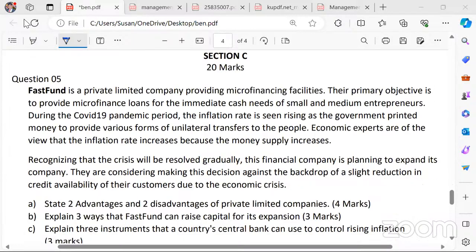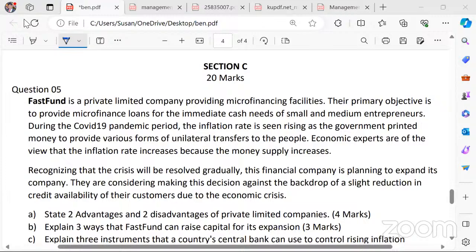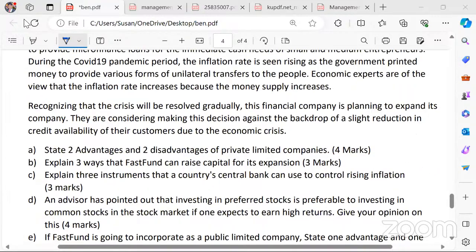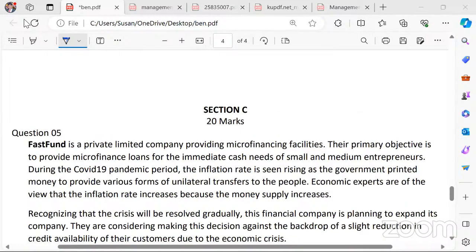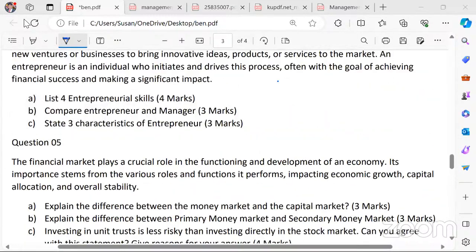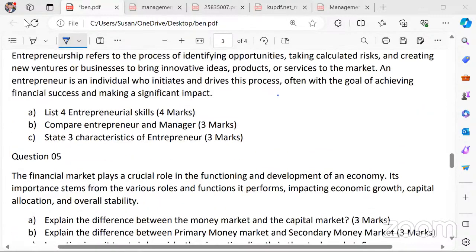Section C, we'll discuss with tomorrow's session. I'm going to discuss more case studies in past papers, right? I want to help you get these 20 marks, right? This is a very easy paper to answer. I think you have an understanding about this.